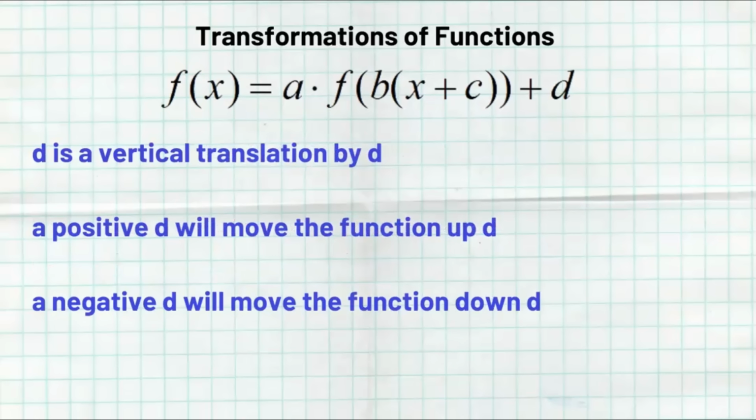Then we have the d value. The d value on the end over here, this is a vertical translation. That's a slide. And it's going to slide us by whatever d is. So if there's a positive d, that's going to translate you up d units. If there is a negative d, that's going to move you down d units. So it holds true to what it says. Plus d, you go up. Minus d, you go down.